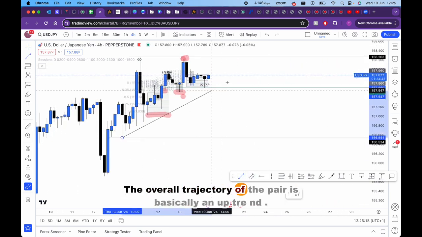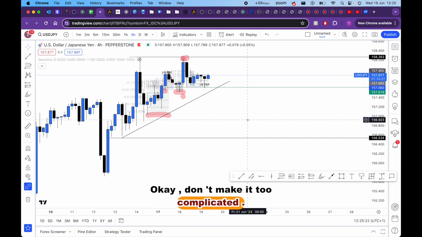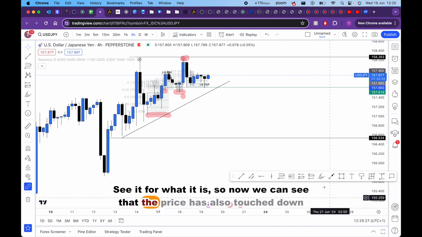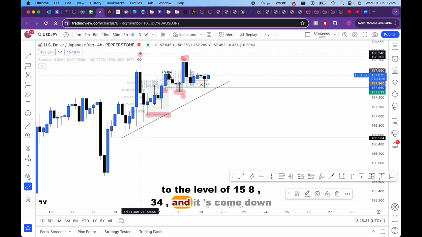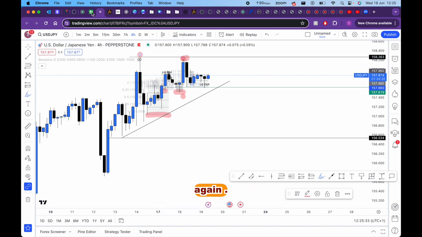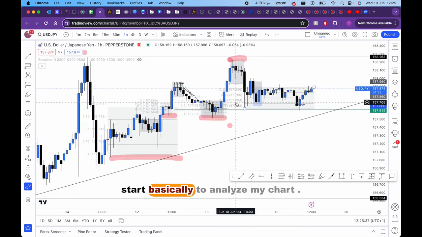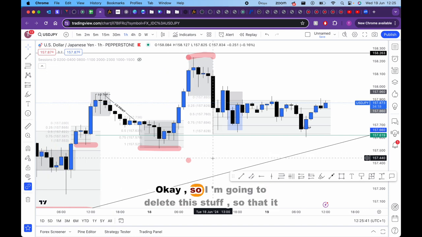The overall trajectory of the pair is basically an uptrend. Okay, don't make it too complicated. See it for what it is. Okay guys, so now we can see that the price has also touched down to the level of 158.34 and it's come down again. So if we go on a 1 hour chart, this is where I started basically to analyze my chart.